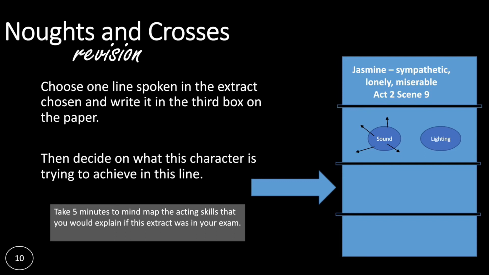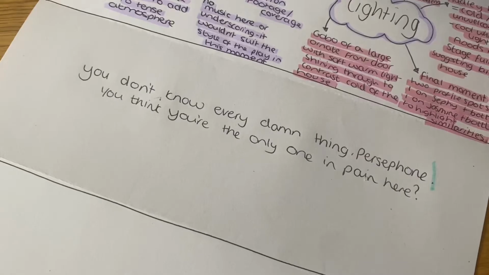Okay, we're going to look at our 8-mark question skills now. So what I'm going to get you to do is pause the video in a second and find a line within the extract that you've chosen and written at the top of your piece of paper that the character you are going to focus on in today's revision session says. So the one that you highlighted at the top.